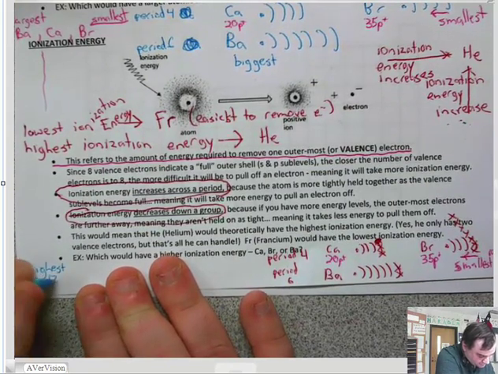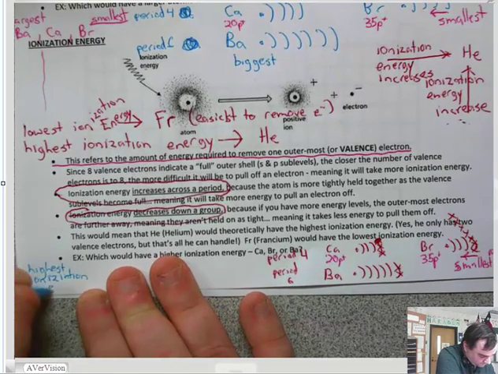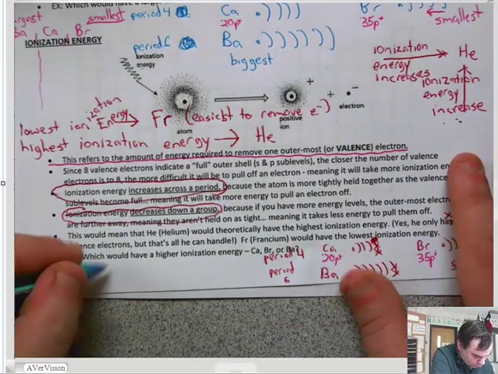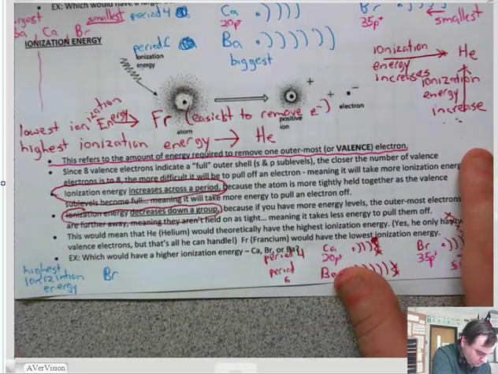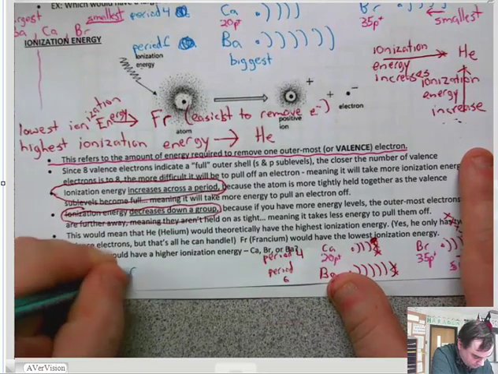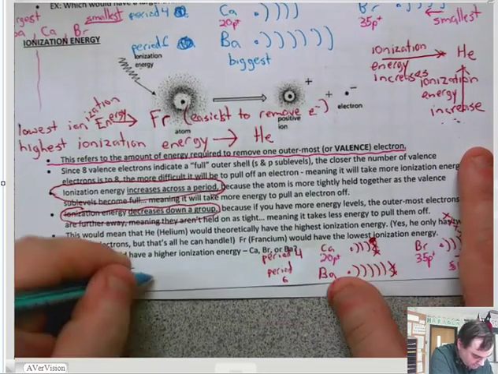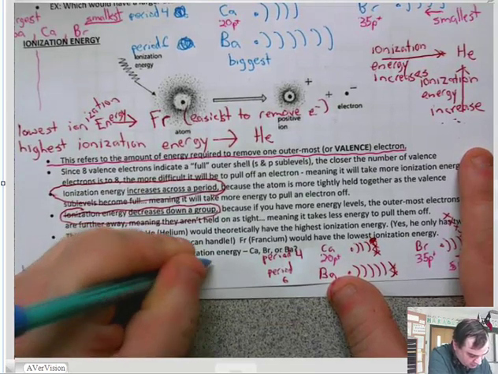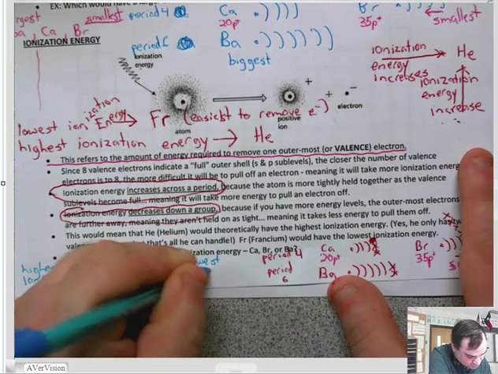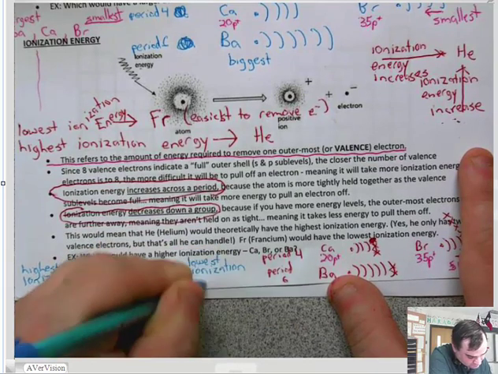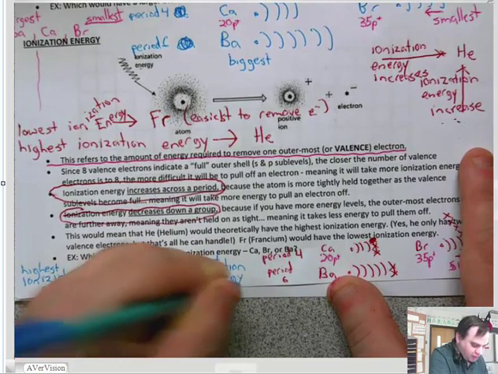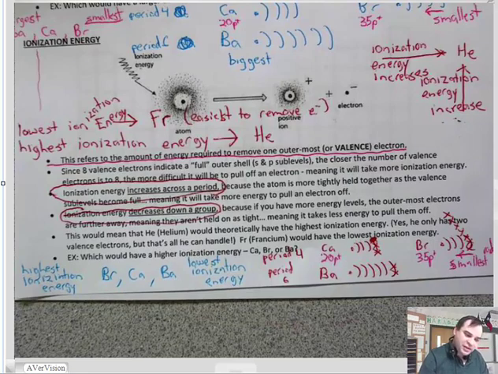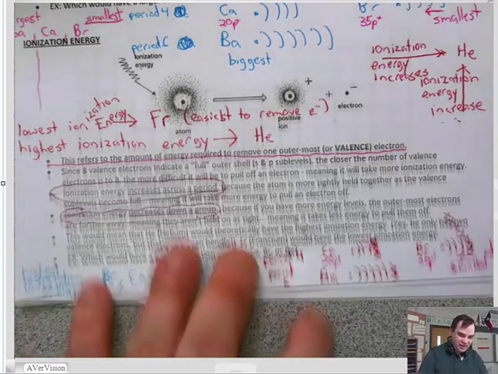So the highest ionization energy here would be bromine. The next would be calcium. And then finally, barium. Since it has the lowest ionization energy, it is the easiest one of these 3 to take an electron away from. And remember, you want to try to pick metals for the lowest ionization energy, because metals lose electrons. Non-metals tend to gain.